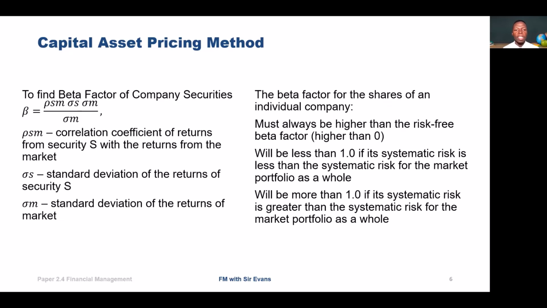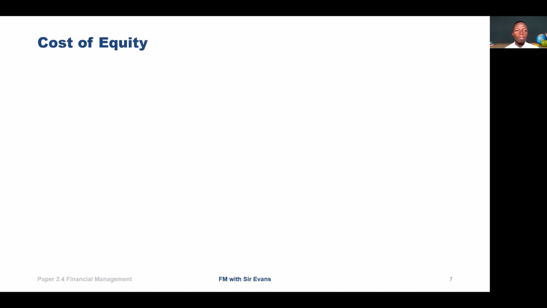Now, the beta factor for the share of an individual company must always be higher than the risk-free beta factor, and it should be less than 1.0 if its systematic risk is less than the systematic risk for the market portfolio as a whole. Now, systematic risk is the risk that cannot be eliminated by diversifying. It will also be more than 1.0 if its systematic risk is greater than the systematic risk for the market portfolio. So those are some criteria that will help us in arriving at our beta factor.